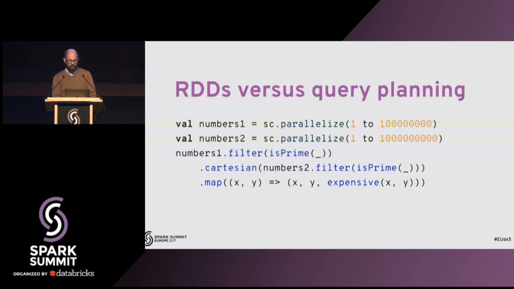And if you have a query planner, the query planner is smart enough to say, well, hey, if we put that filter before we do the Cartesian product, we're only going to generate the pairs that we're ultimately going to care about anyway. And so Spark's query planner will do this kind of work for you automatically for data frame programs, but not for RDD programs.